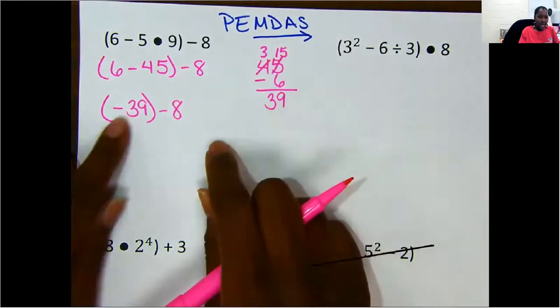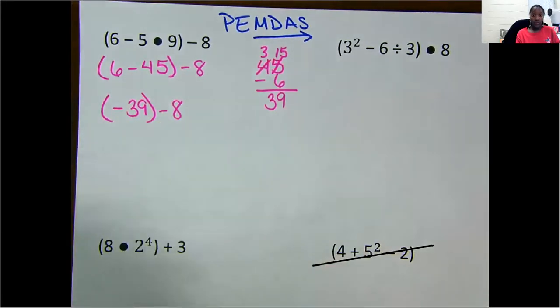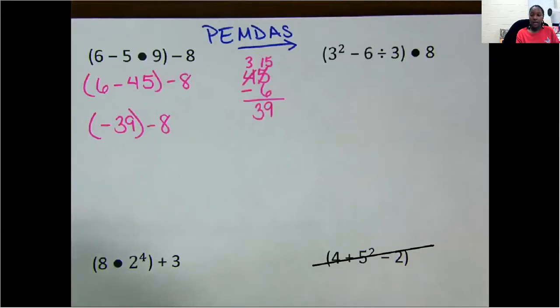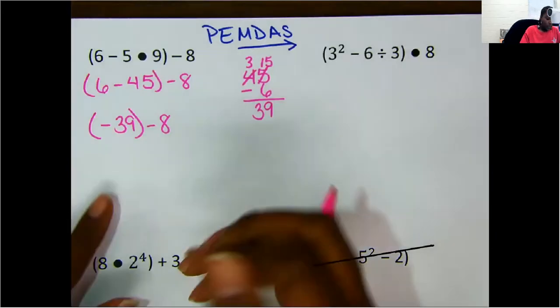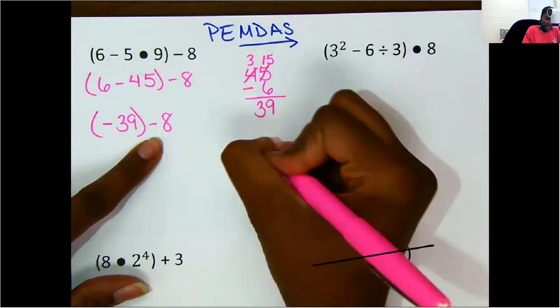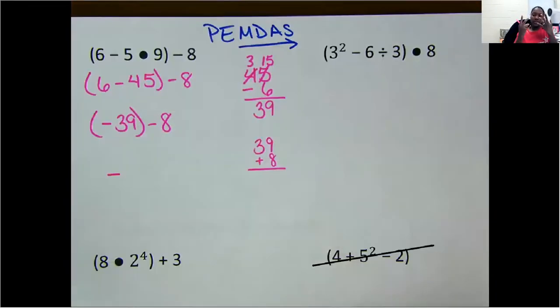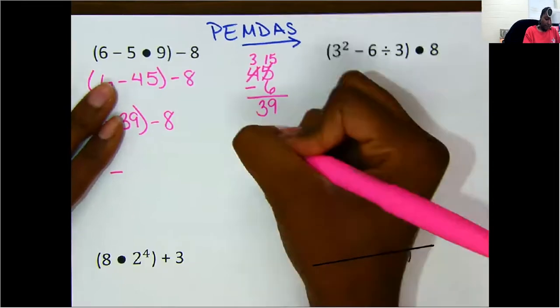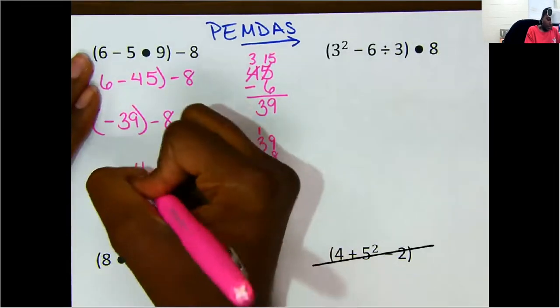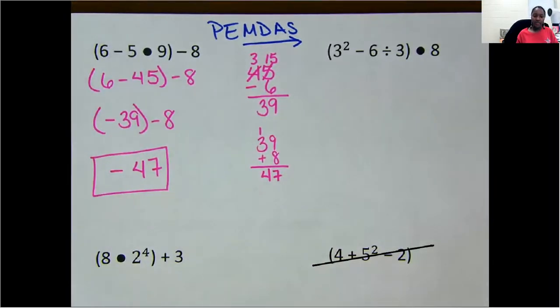Okay. Now I have negative 39 minus 8. If we remember our integer rules, when I have two negative numbers, my answer will stay negative, right? So 2 negatives will stay negative. Same signs means I need to add them. So now we have 9, 10, 11, 12, 13, 14, 15, 16, 17. And then a 4. So our final answer is going to be negative 47. Okay. So again, you can have negatives.